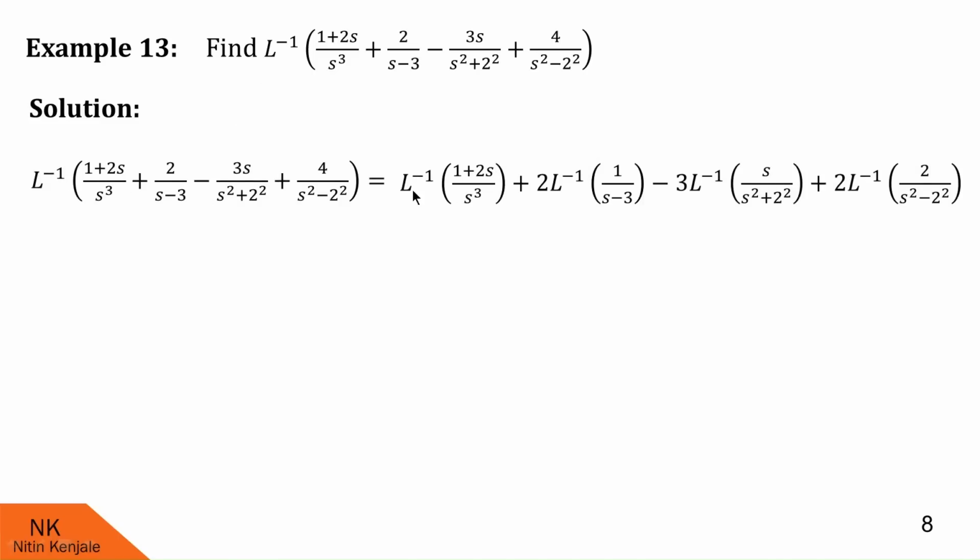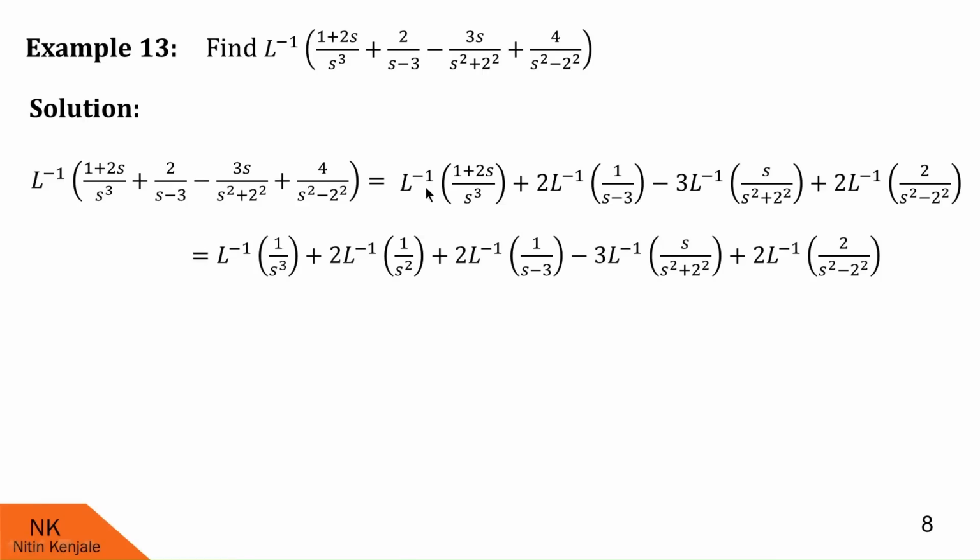So this can be written as L inverse of the first function plus L inverse of the second function minus L inverse of the third function and so on. In the numerator of the first function, there are 2 terms separated by a plus sign. Once again, you can distribute this L inverse over this addition. So I can write this as L inverse of 1 upon s cube, and the second term will be 2 times L inverse of 1 upon s square. Remaining terms as it is.